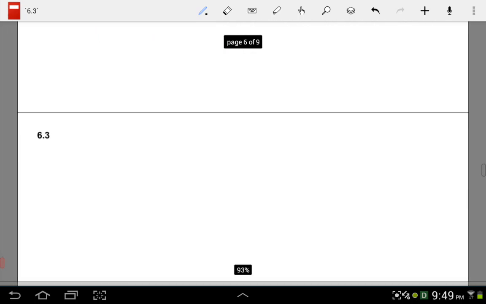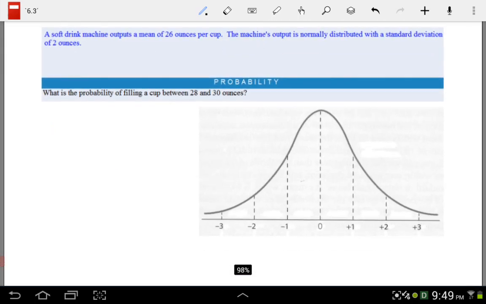Let's look at one more. Go ahead and skip to the question here. Instead of greater than or less than a certain value, this is one where you have to go between two values. So it's a little different, and that's why I'm doing this one, and then we're going to stop here. So the soft drink machine outputs a mean of 26 ounces per cup. The machine's output is normally distributed with a standard deviation of 2 ounces. And so the question was the probability of filling a cup between 28 and 30 ounces.